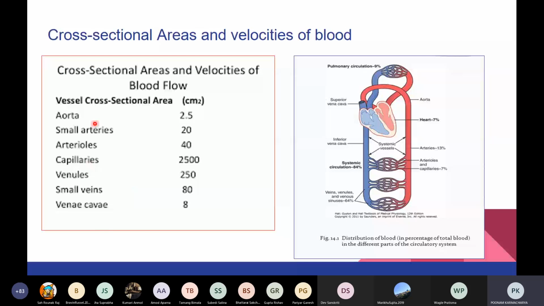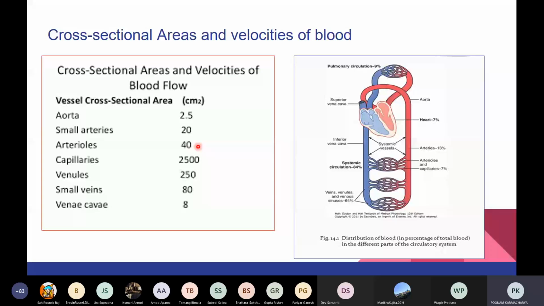So cross-sectional area, if you see in aorta, it is 2.5 centimeters square, whereas you can see in capillaries that the cross-sectional area is very high. It is 2500 centimeters square. Now the cross-sectional area in the capillaries is very high because of the much division of the aorta into the arteries, arterioles and capillaries. So it has been divided so many times, which will increase the cross-sectional area, right? So that is why the capillaries have the increased cross-sectional area.